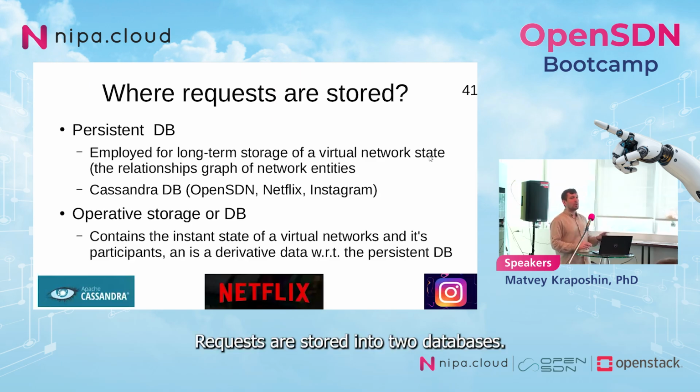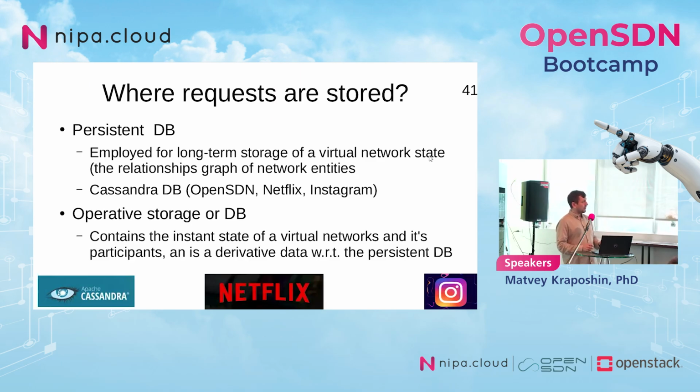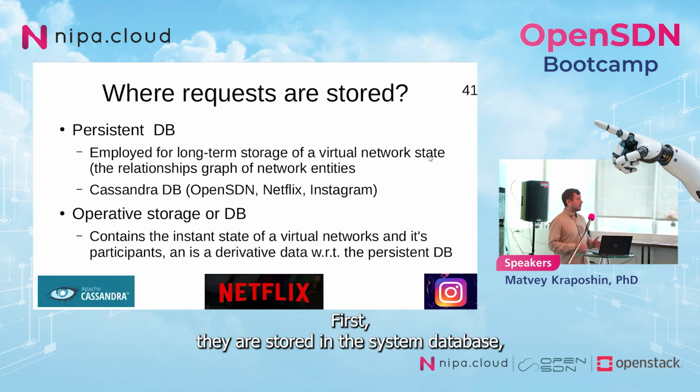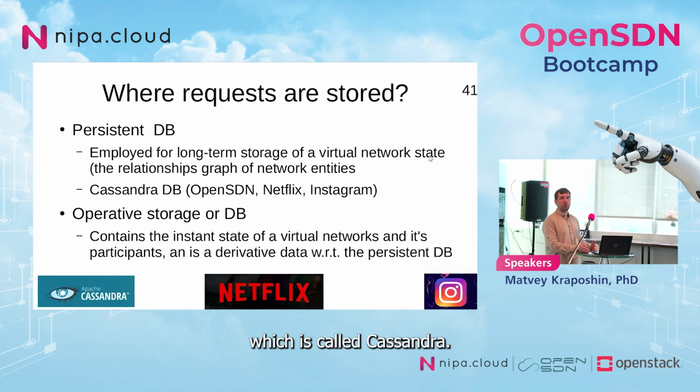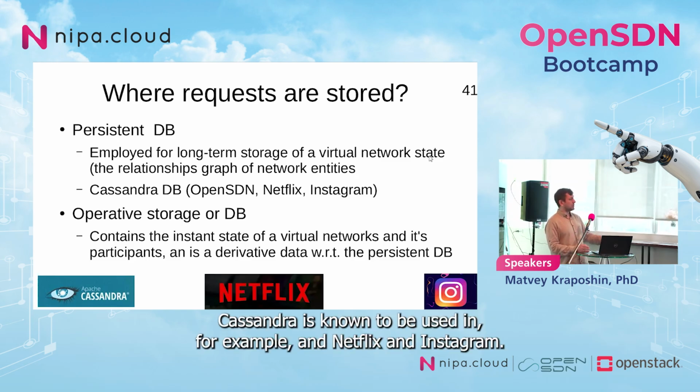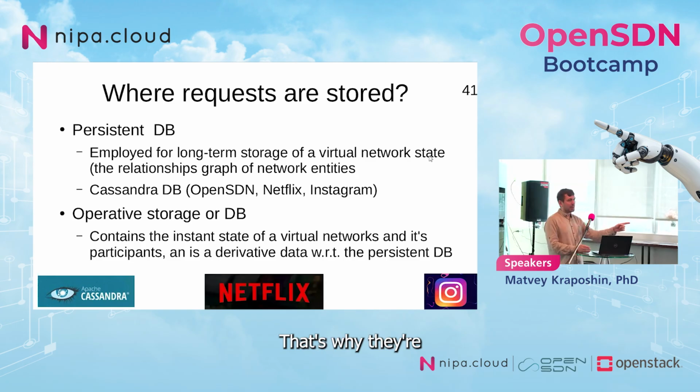Requests are stored into two databases. First, they are stored in a persistent database, which is called Cassandra. Cassandra is known to be used, for example, in Netflix and Instagram. That's why their icons are here.